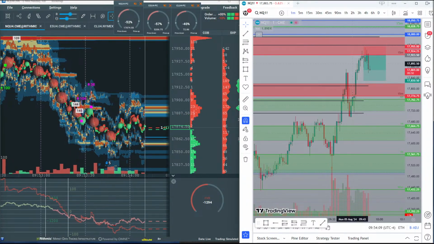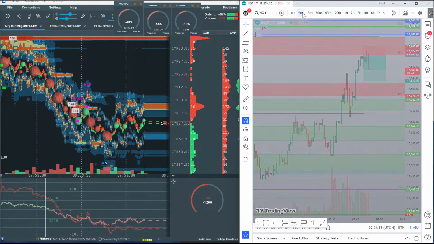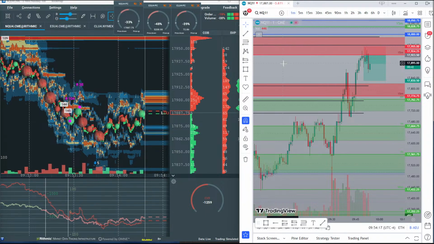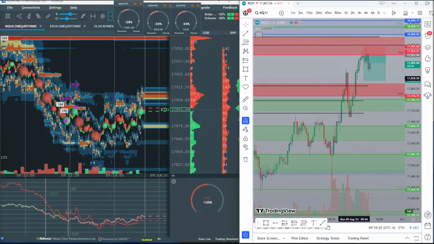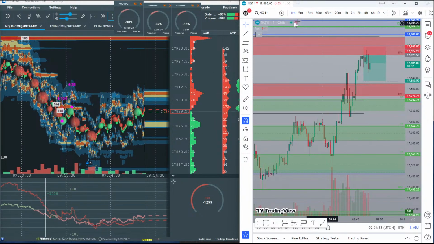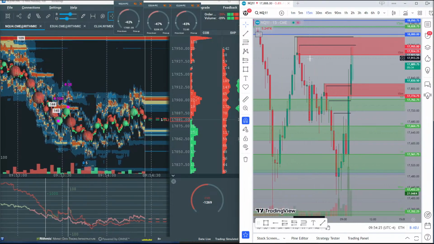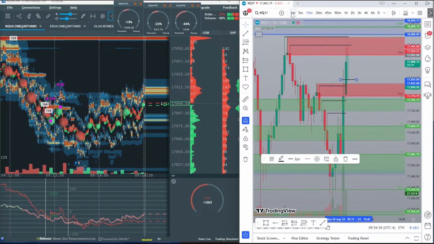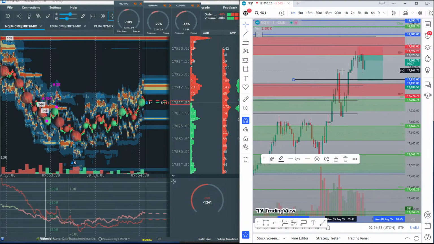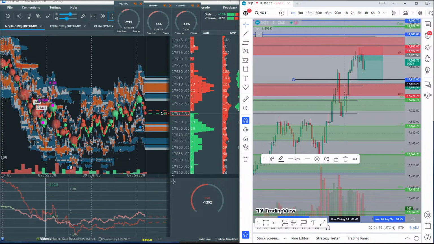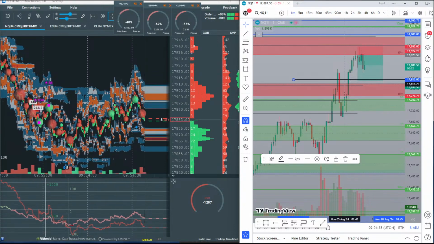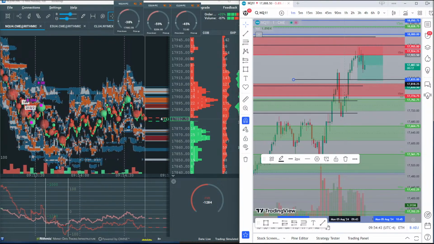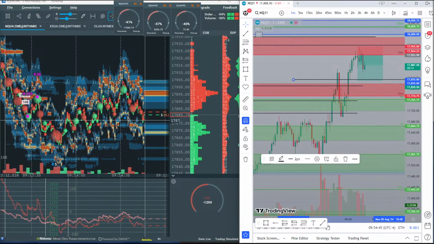Nah, maybe I won't exit 2 contracts. I do feel like we could really be trapping some people at the moment. 15 minute looks good to continue. We'll see. We'll definitely see. We'll have to be patient. I like this 15 minute to close somewhere over here. Sort of where my first TP will be. Really want to see those sellers step in, just like that.